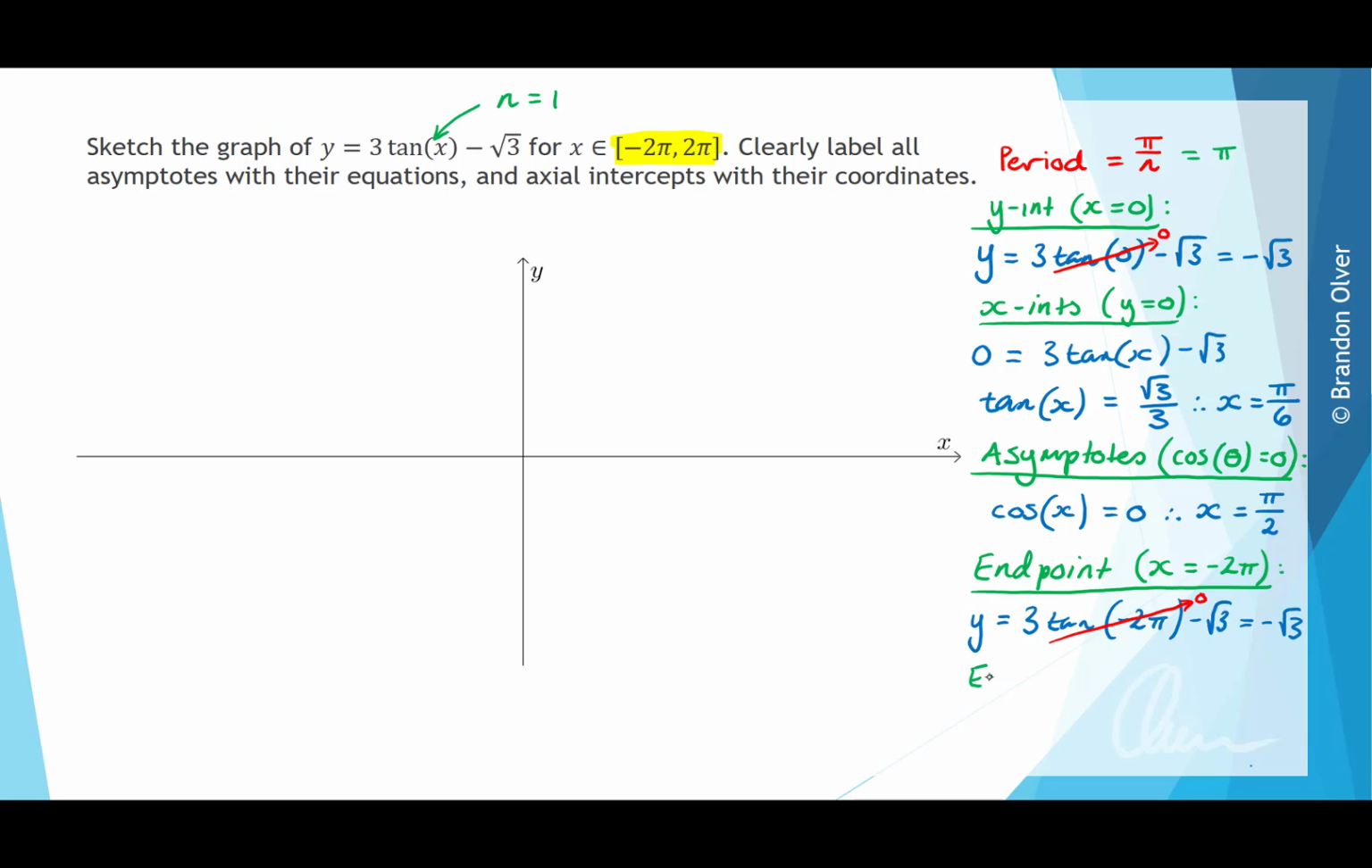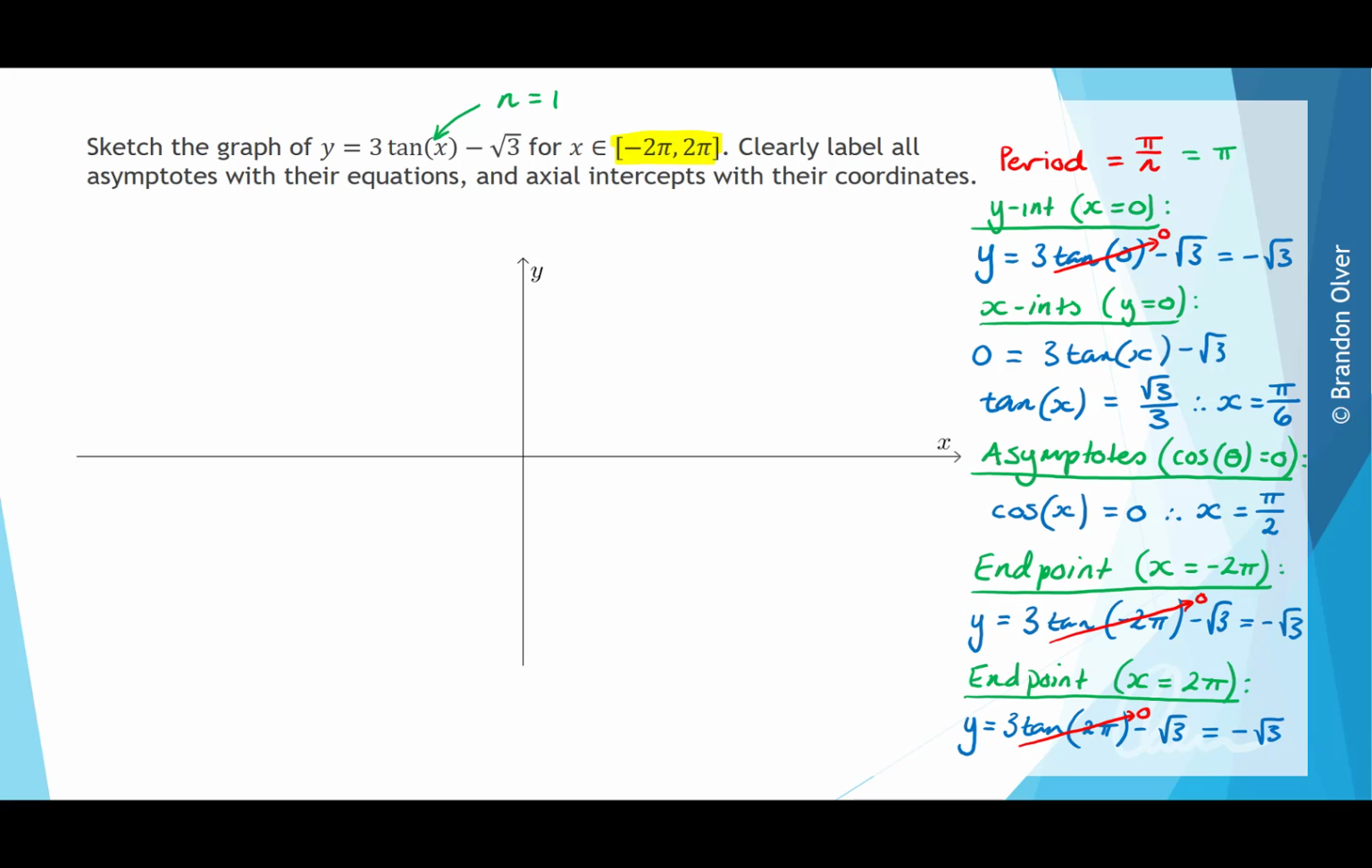The other endpoint occurs at x is equal to positive 2 pi. So we will have y equals 3 times tan of 2 pi minus root 3, and once again tan of 2 pi is 0, which you should know, leaving the y value as 3 times 0 minus root 3, which is just negative root 3.